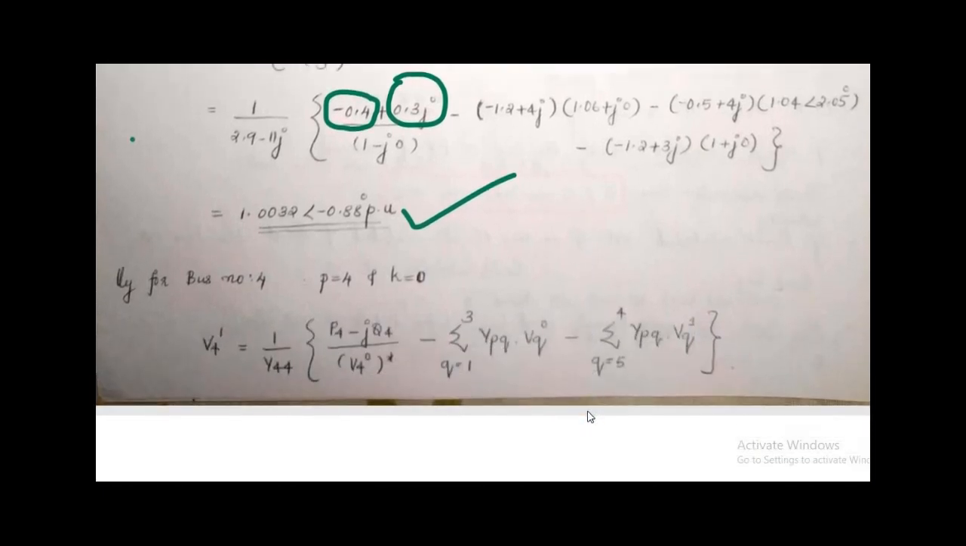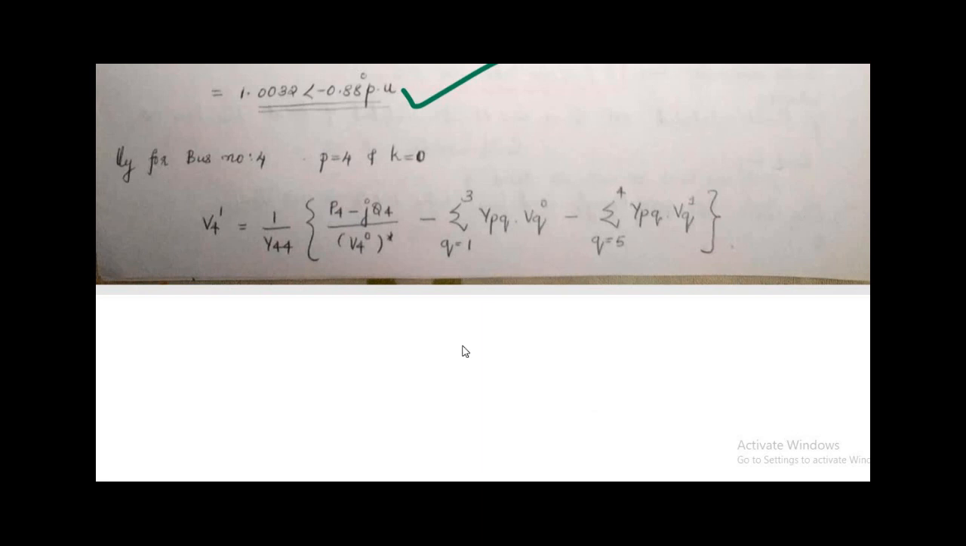Similarly, you need to calculate for bus number 4. What is it for bus number 4? You will be putting P is equal to 4, and since it is for the first iteration, put k is equal to 0. On substituting these values, what about the polarity for P4 and the polarity for Q4? These are powers. What type of bus is the fourth bus? The fourth bus is a load bus. So your P and Q should be given a negative sign.